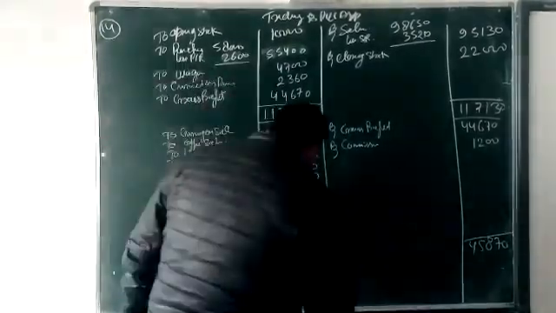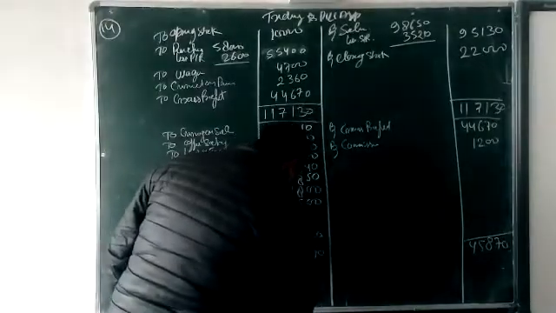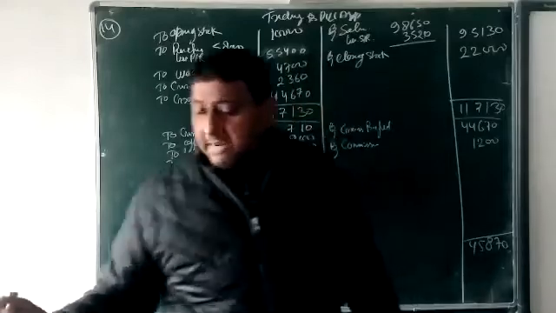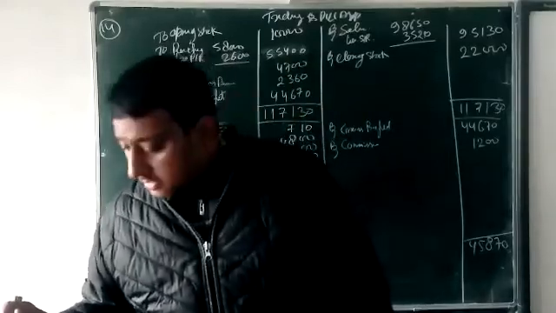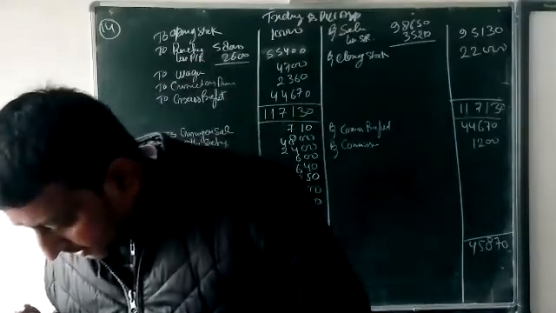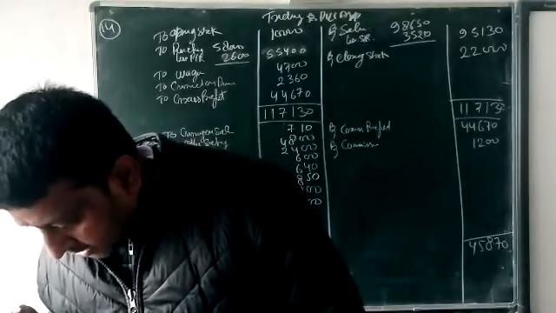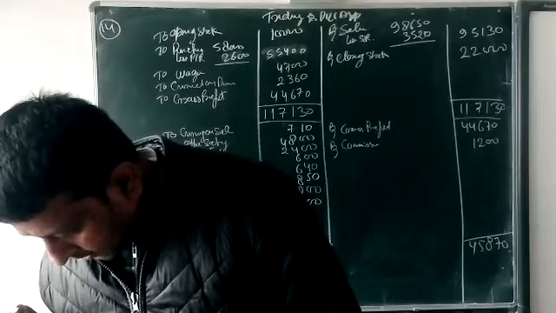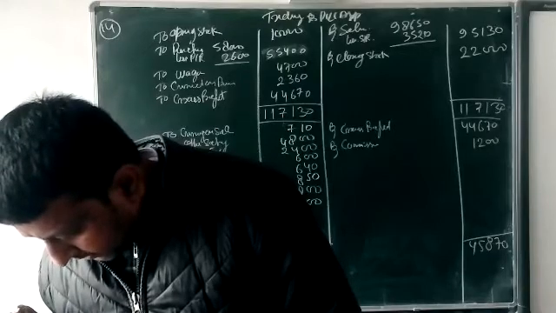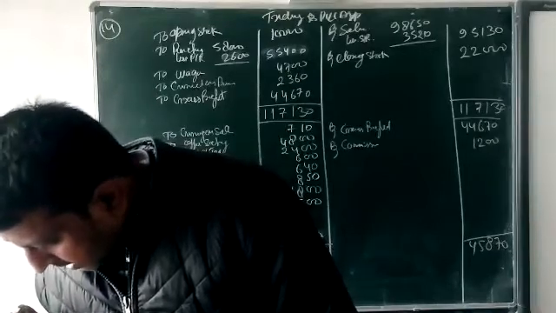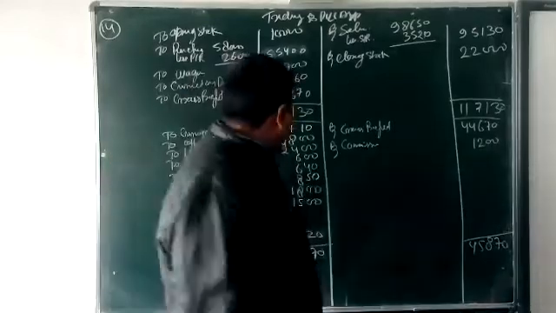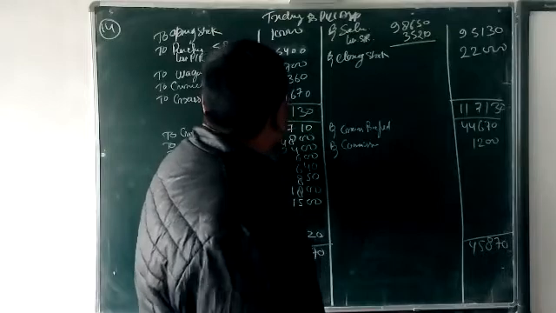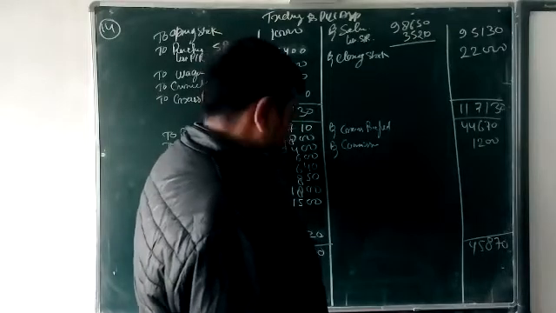33,320. Just read all the things on the debit side again, beta. Stock, next. Purchases, next. Wages, next. Return, next. Carriage on purchases, next. Carriage on sales, what amount is there? Sir, carriage on sales amount, 710.